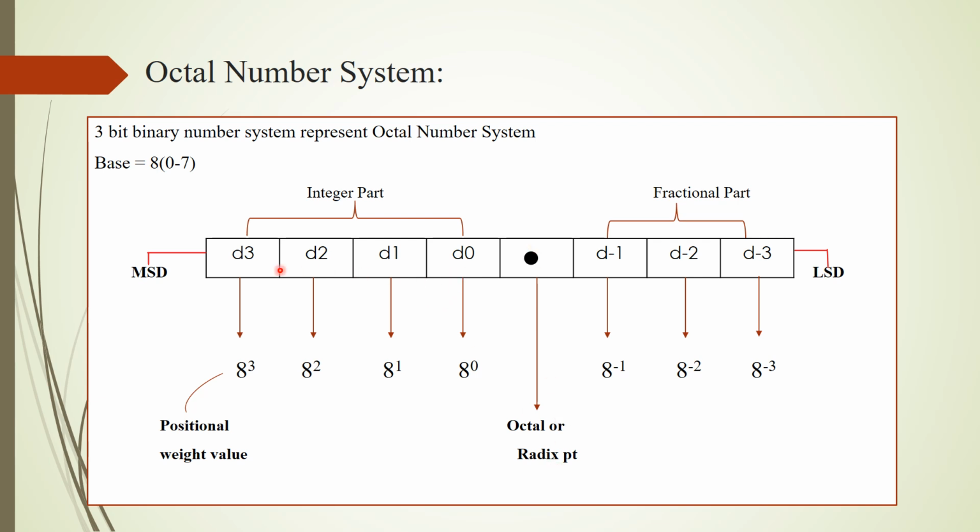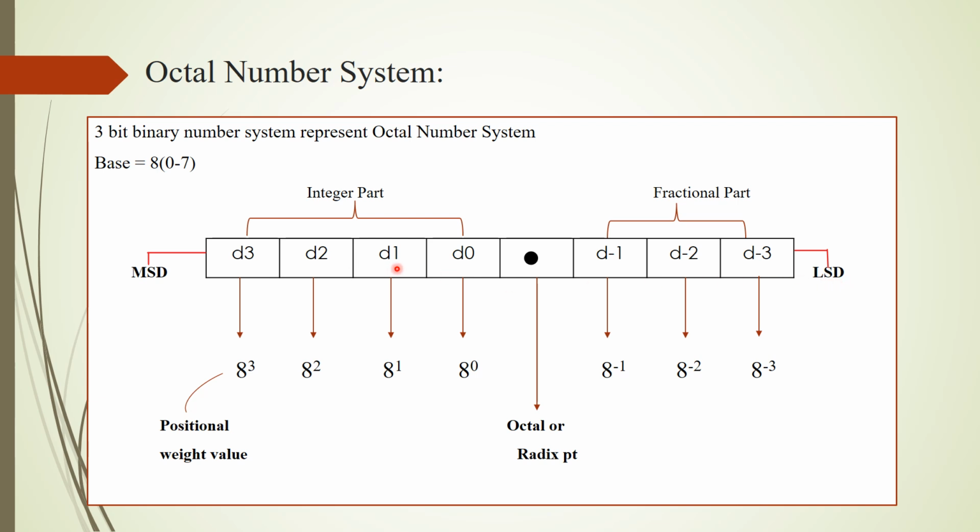D0, D1, D2, D3 is the integer part of the octal number system. D-1, D-2, D-3 is the fractional part of the octal number system. It also consists of MSD and LSD. MSD means most significant digit. LSD means least significant digit. The greatest positional value, D3, is the MSD. The lowest positional value, D-3, is the LSD.